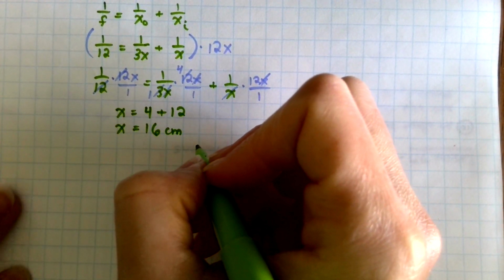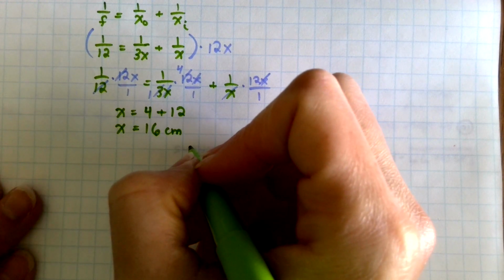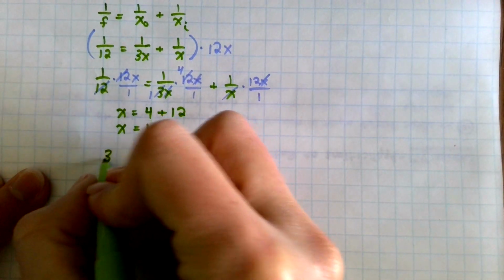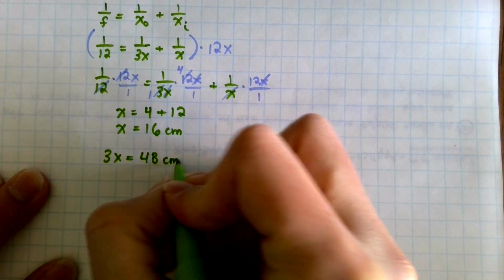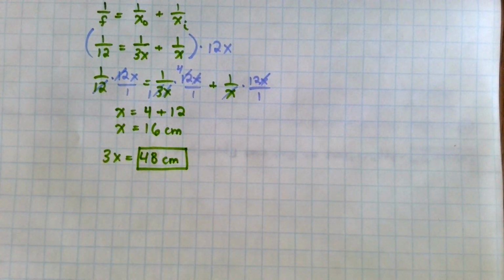So to figure out how far the object is from the lens, remember it was 3 times that distance. So 3x is going to be 16 times 3, which is 48 centimeters. And that would be the final answer for that question.